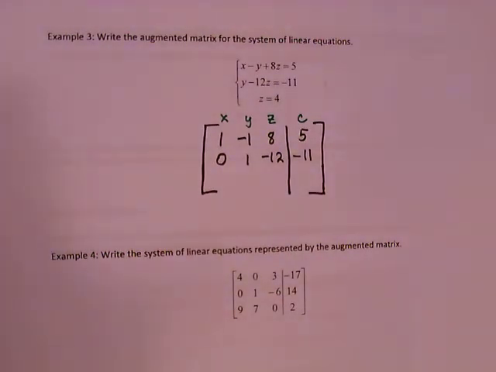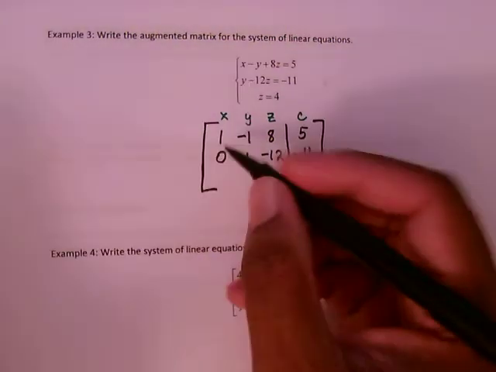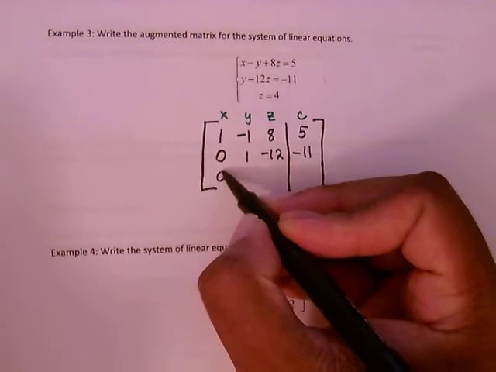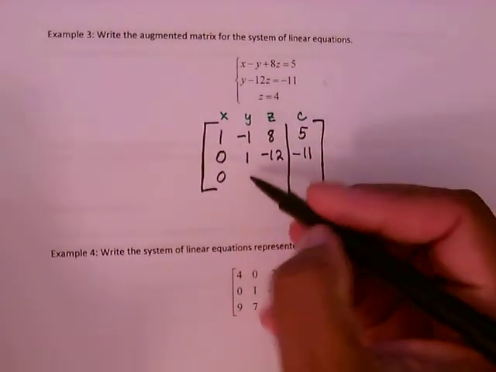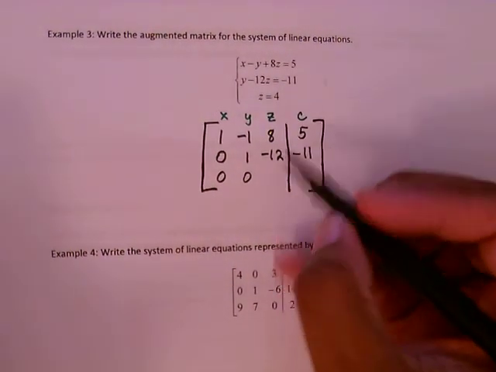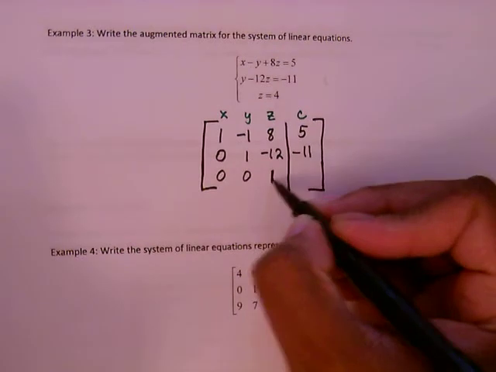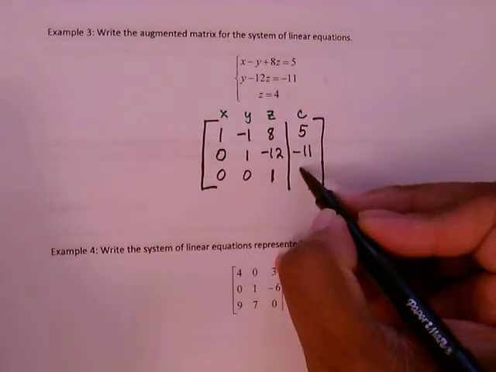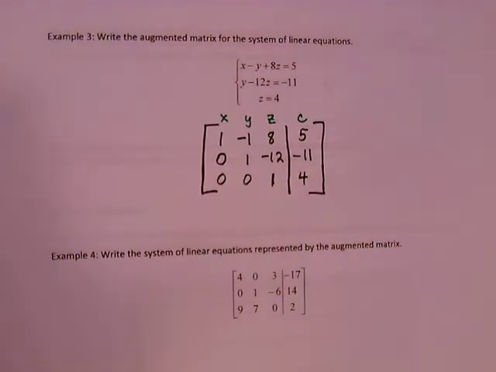And finally, z equals 4. Notice that there is no x term, nor is there a y term. So in the x column, I need to put a 0 coefficient, and in the y column, I also need to put a 0 coefficient. Now for the z, it's the understood 1 for its coefficient. The constant term is 4. So this is the augmented matrix for this system of linear equations.